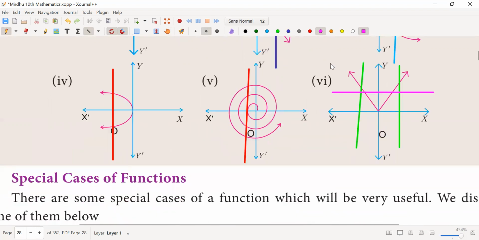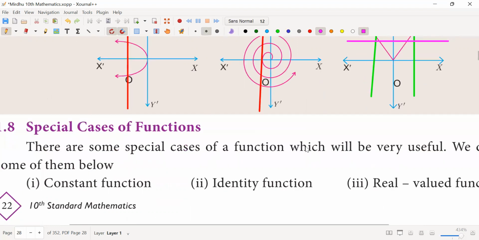Actually, the formula would be like this. y equal to modulus of x. If I put -1, I'd be getting +1 only. Y equal to modulus of x, where we'll be getting this. Right? This we like. Right?